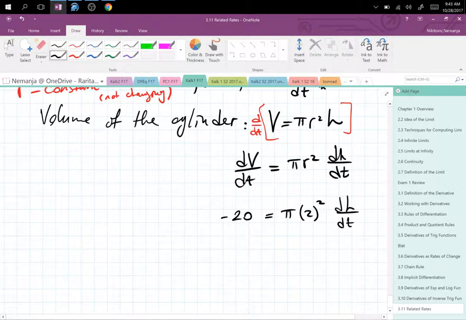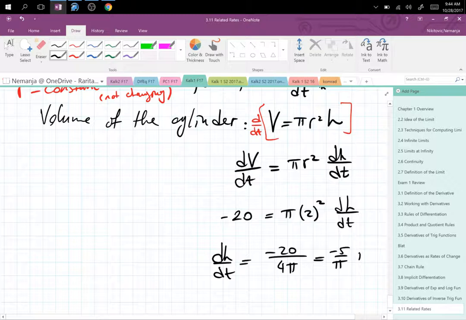So now what happens here is dh/dt is equal to -20 divided by 4 pi, which is -5 over pi inches per minute. So the height reduces at the rate of -5 over pi inches per minute. There we go.